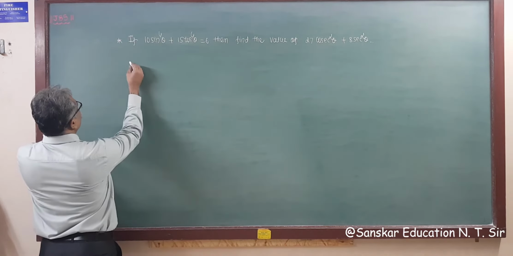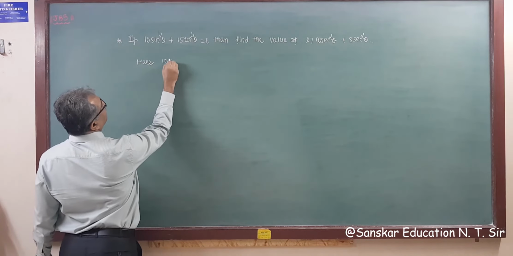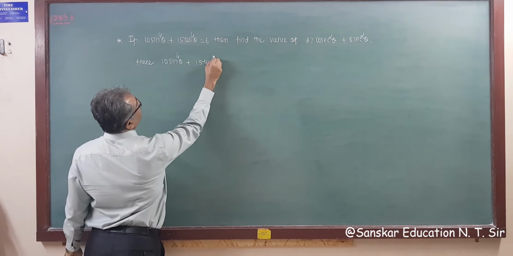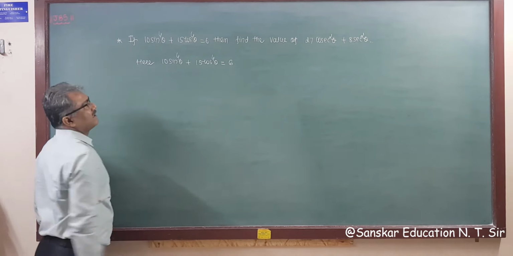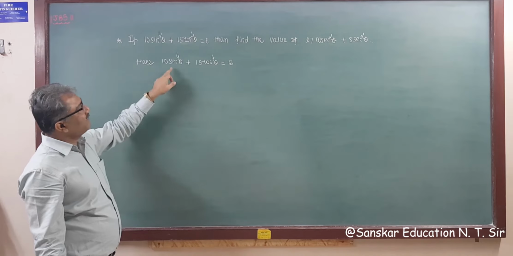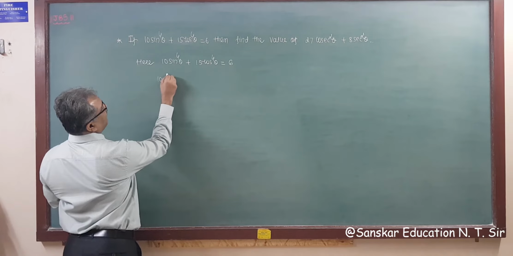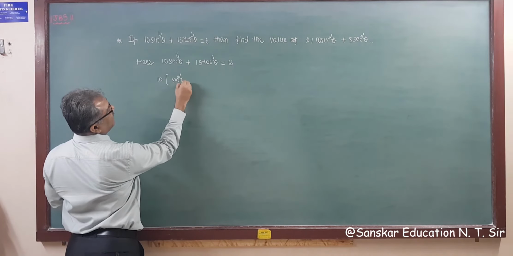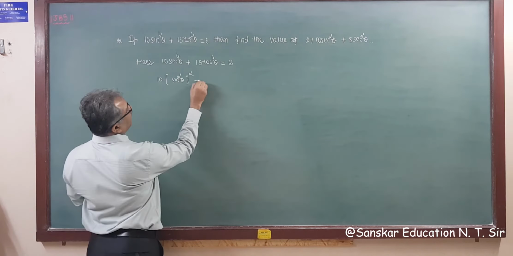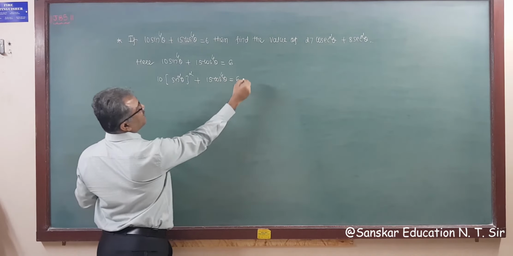So here it is given: 10 times sin raised to 4 theta plus 15 times cos raised to 4 theta is equal to 6. This is given. So let us start by changing sin into cos. Can I write this 10 as sin square theta whole square, because the power is 4, so 2 into 2 is 4, keeping 15 times cos raised to 4 theta as it is, equal to 6.